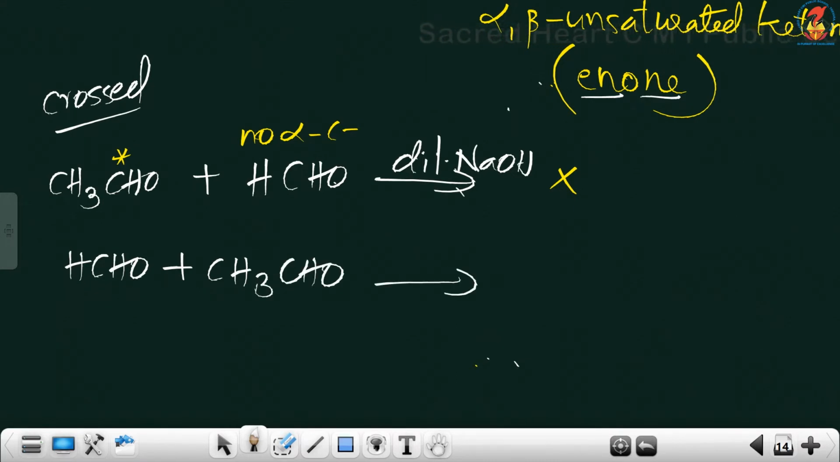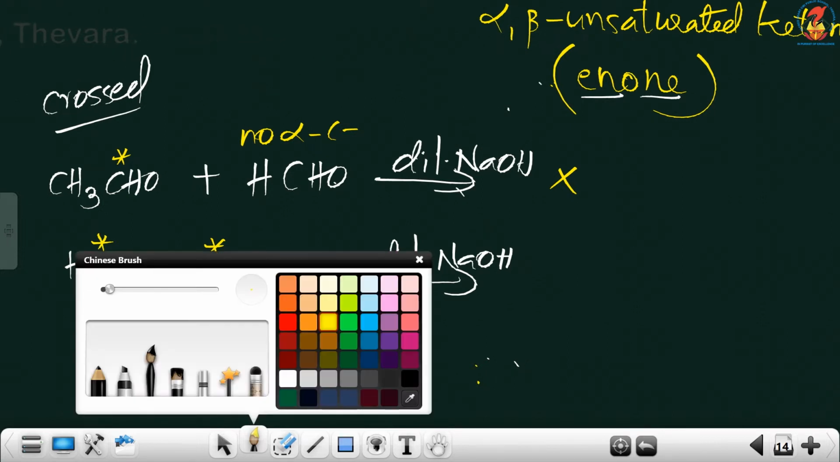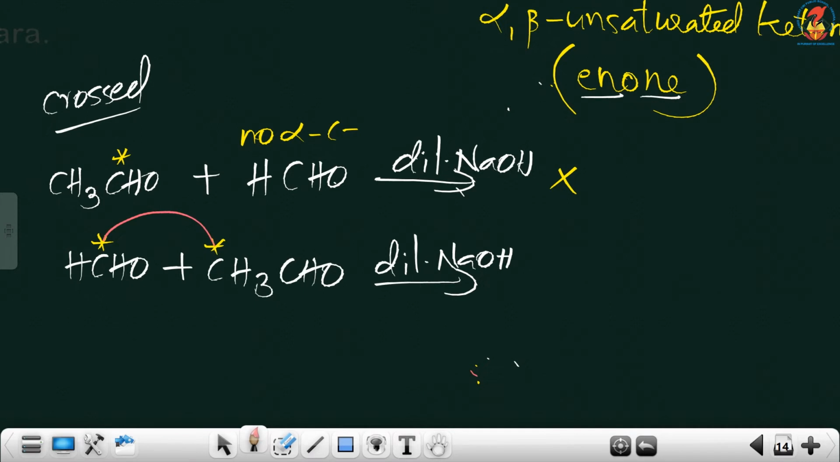Now the second possibility is, I am writing just the opposite, HCHO plus CH3CHO in presence of dilute NaOH. Is this possible? Yes, isn't it? So in the first molecule I am marking the carbonyl carbon. In the second molecule, yes, I can make the alpha carbon, and there is alpha hydrogen also. This reaction is possible. Connect using a single bond.